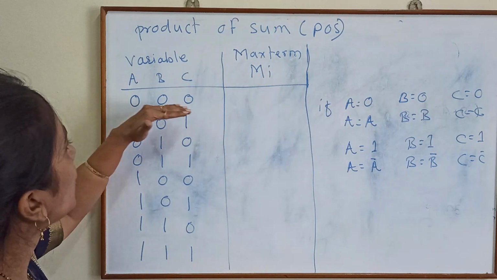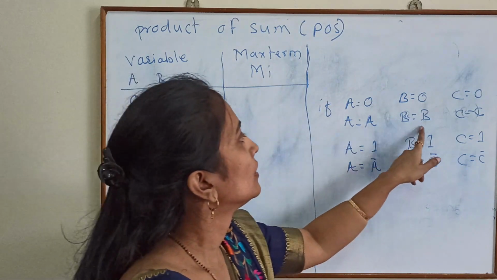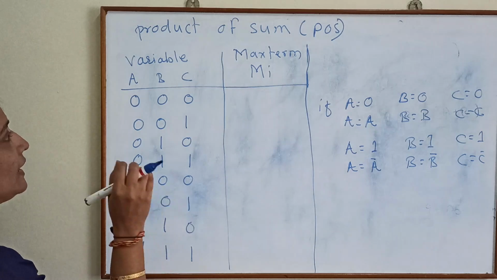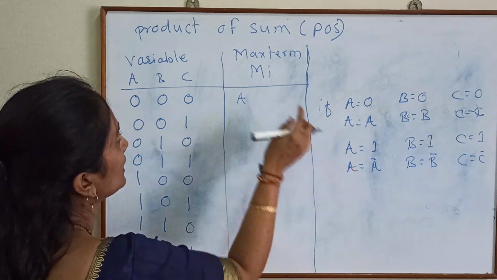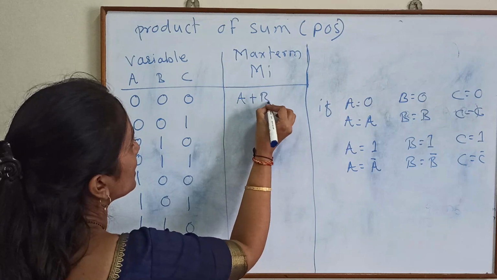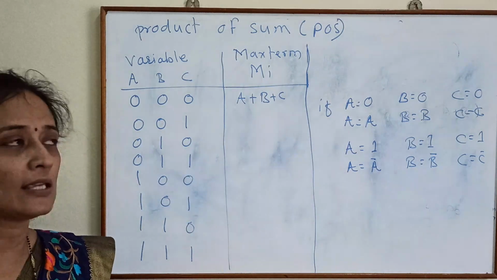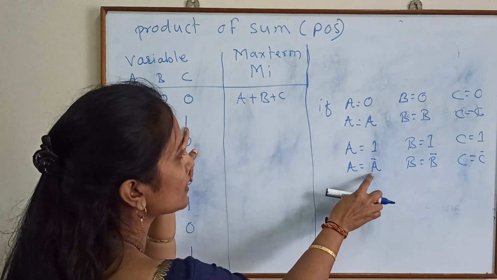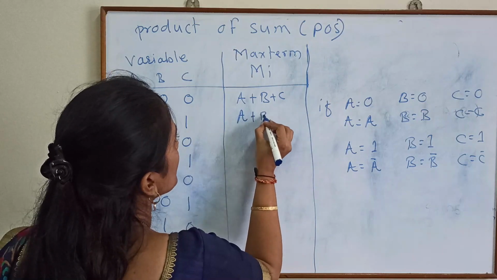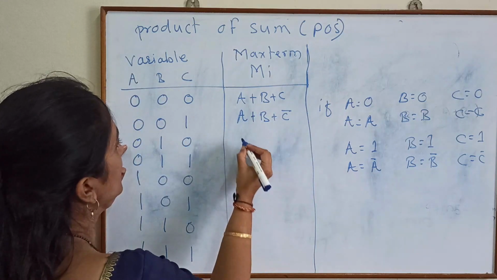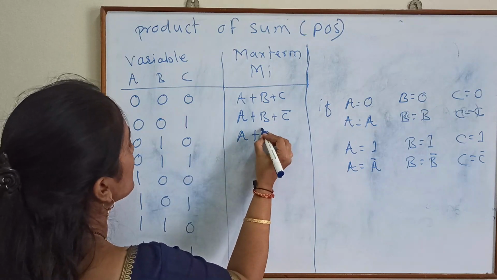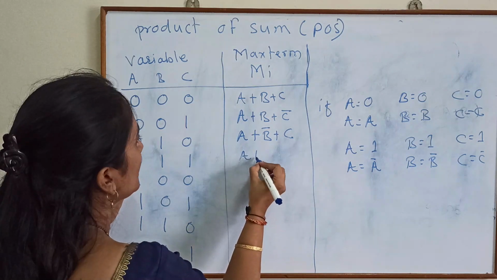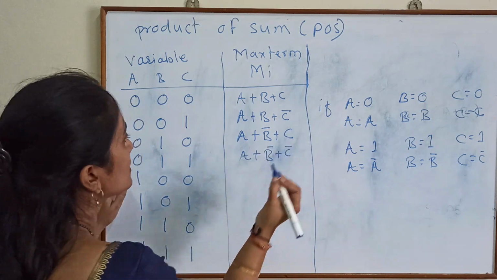Now tell me, if all variables are 0, nothing will change. We have to take A, B, C only. But what are we taking? Product of sum. Therefore we will write here A plus B plus C, because it is sum. Next, 0, 0, 1. 1 is complement. Therefore, A plus B plus C bar. Next is A plus B bar plus C. Here, A plus B bar plus C bar.